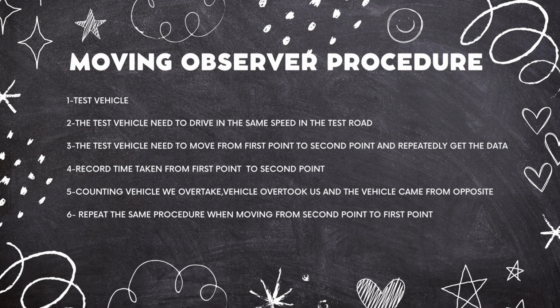So, the moving observer procedure has six steps. First is the test vehicle. Second, the test vehicle needs to drive at the same speed on the test road. Third, the test vehicle needs to move from the first point to the second point and repeatedly get the data. Fourth, record the time taken from the first point to the second point. Fifth, count the vehicles we overtake, the vehicles that overtake us, and the vehicles coming from the opposite direction. And lastly, repeat the same procedure when moving from the second point to the first point.